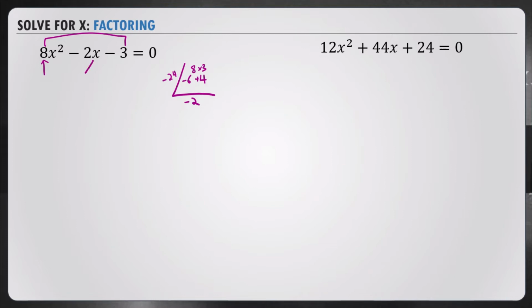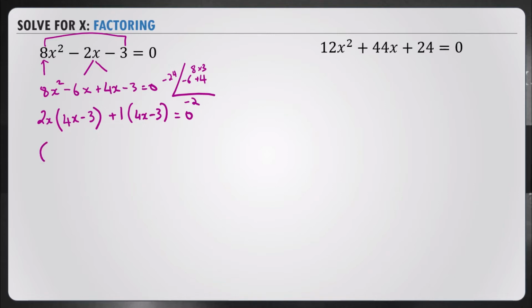So now we have to split the 2x into negative 6x plus 4x minus 3, and 8x squared is equal to 0. And now group, we get 2x outside. 2x is common out here, and we get 4x minus 3, plus 1 is common out here, 4x minus 3 is equal to 0. And then we group the 2x plus 1, and we have 4x minus 3 is equal to 0.